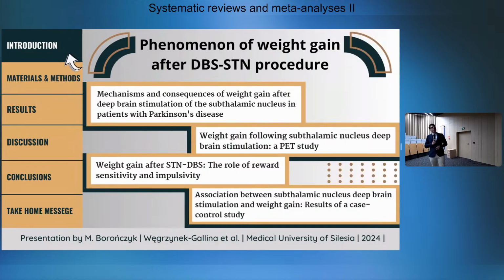In the literature, the phenomenon of weight gain after DBS procedure has been considered over the years. And here you can see some topics of such research. And thus, we decided to comprehensively summarize and synthesize the current knowledge about this topic.